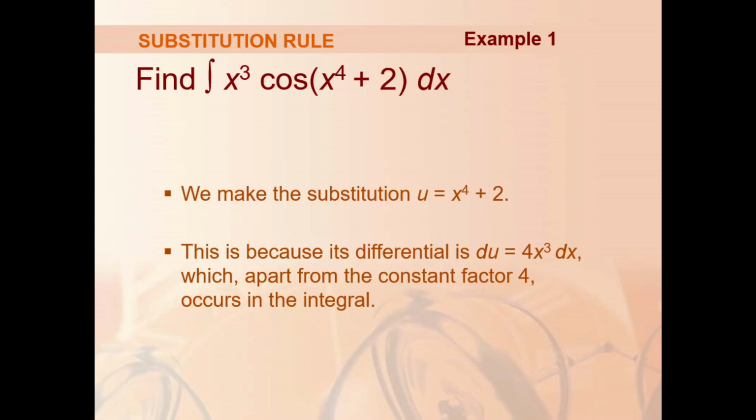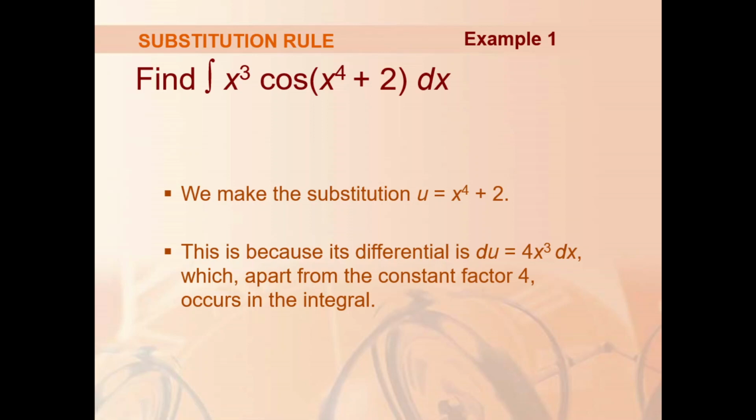So let's take the first example of the substitution rule. Find the integral of x cubed cosine of x to the 4 plus 2. As you can see, we can check the substitution here with the x to the 4, because x to the 4 gives us 4x cubed, and we can simplify the x to the 3rd here. So let's make the substitution u equals x to the 4 plus 2.